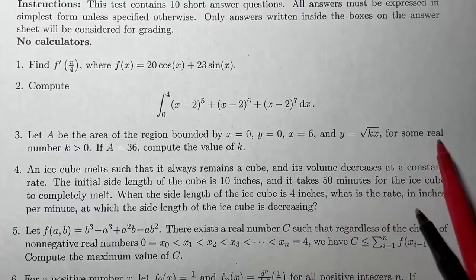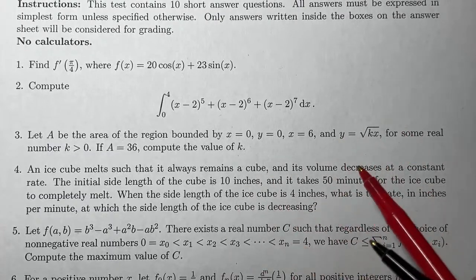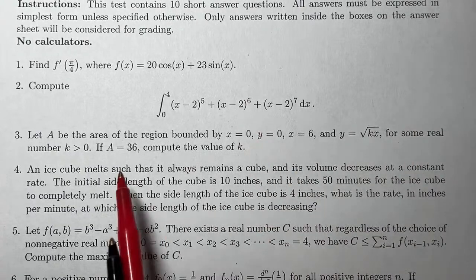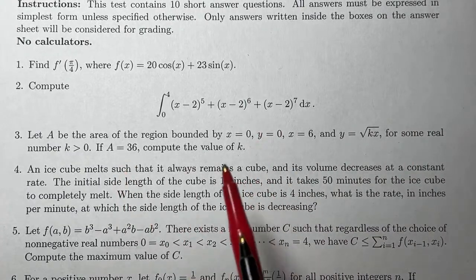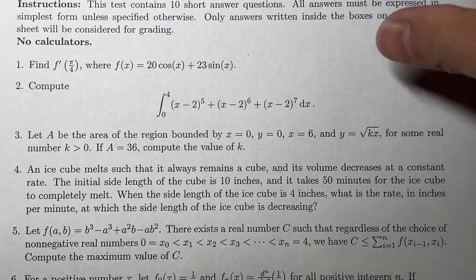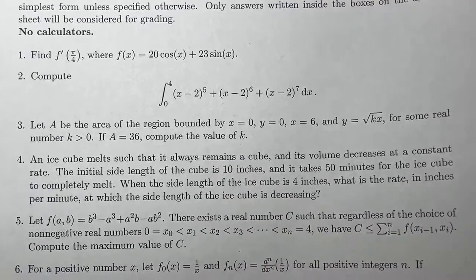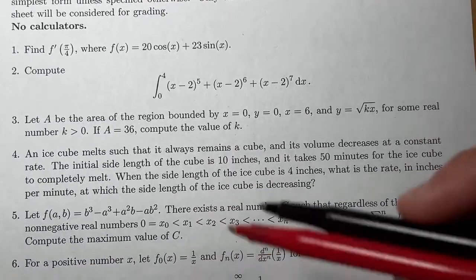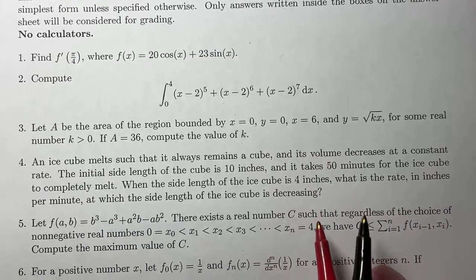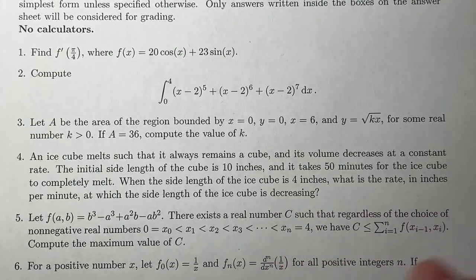So set up the integral, because the integral will help you find the area under the curve. Then you set the integral equal to 36 and solve for k. Pretty straightforward as well. So far, the first 3 questions are pretty straightforward. Just do the math, and you should be able to finish it in a reasonable amount of time.